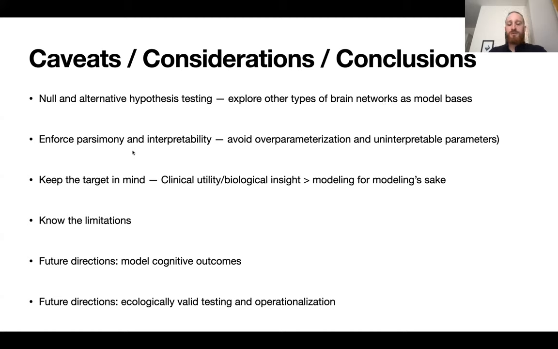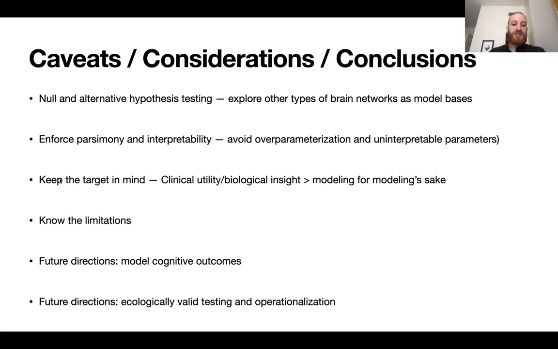I think probably the most important here is to enforce parsimony and interpretability. It's very easy to over-parameterize and maybe get better models, but I don't think there's a good reason to have a parameter that isn't directly tied to a biological measurable phenomenon that we can measure either across a population or within an individual. So we want to try to keep things as straightforward as we can. And the reason for this is that we want to keep our target in mind, which is learning something about the biology or getting some kind of clinical utility out of this rather than just modeling for modeling's sake, even though it's so fun to do.